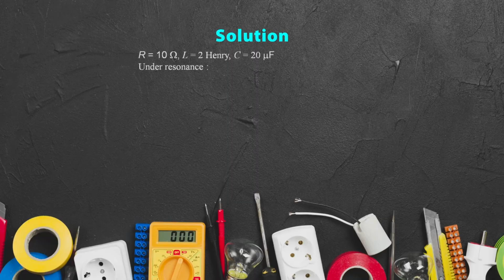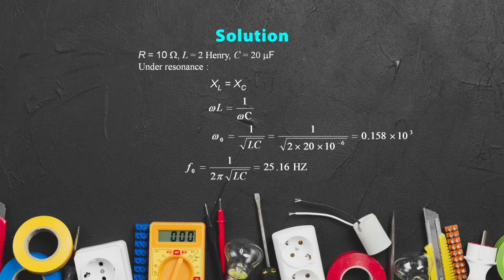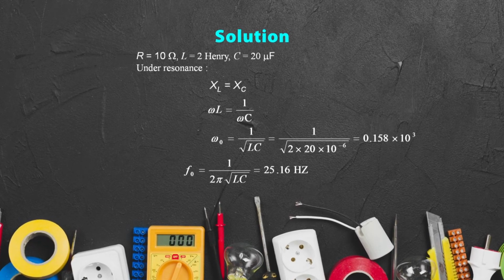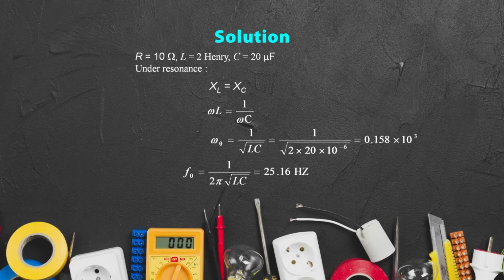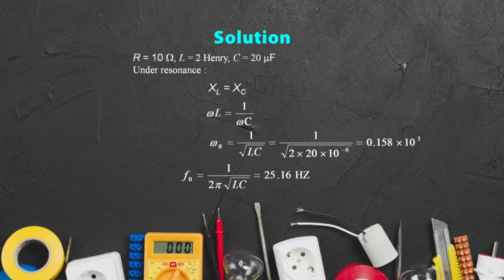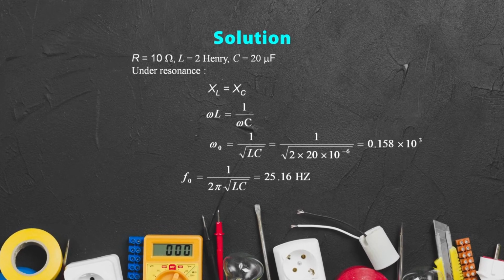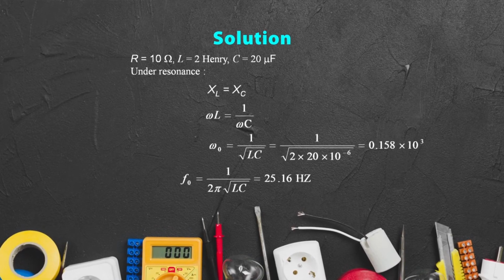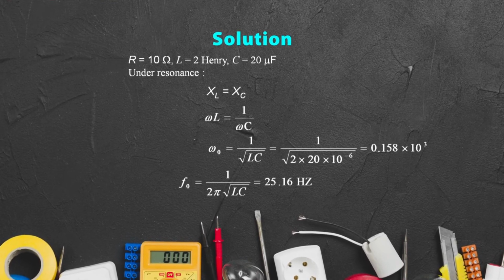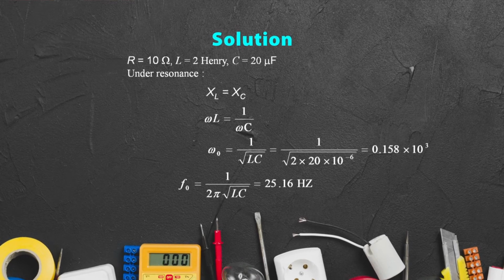So the value of the resistance is given as 10 ohm, the value of inductance is given as 2 Henry, and the value of capacitance is given as C equal to 20 microfarad. So what is the condition for resonance? Under series resonance condition, as you know, inductive reactance is equal to capacitive reactance, or you can say XL is equal to XC. XL is equal to omega L, and XC can be written as 1 upon omega C. So omega naught can be written as 1 upon under root LC.